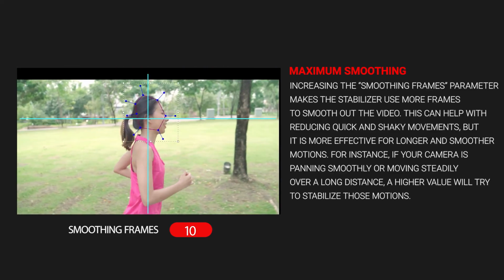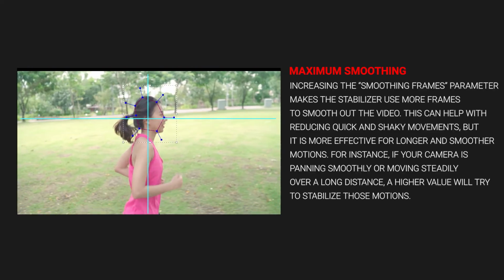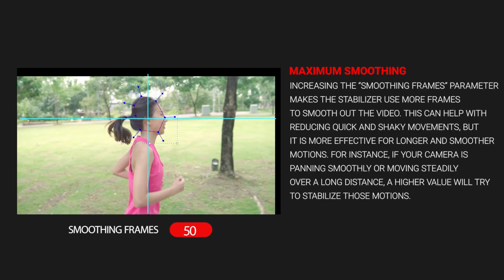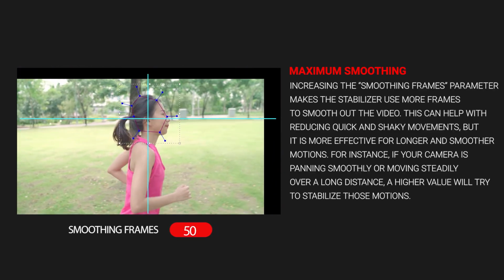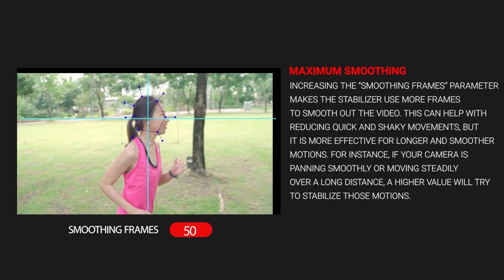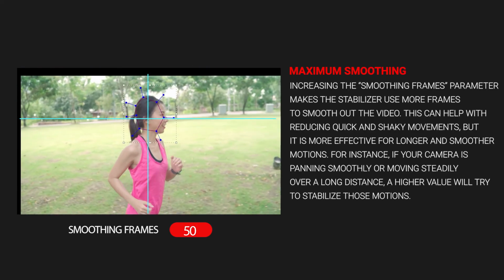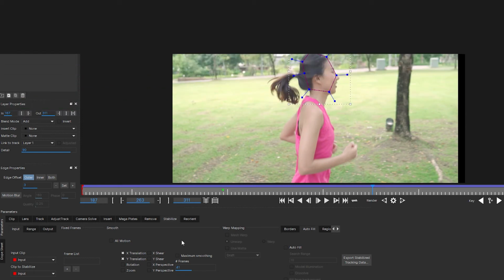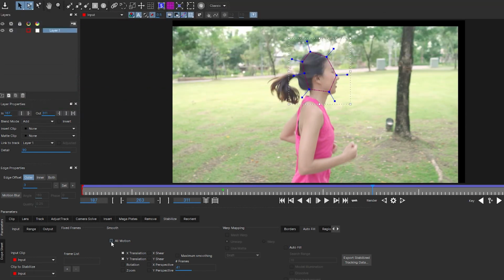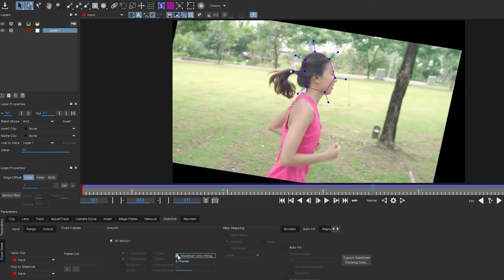This can help with reducing quick and shaky movements, but it is more effective for longer and smoother motions. For instance, if your camera is panning smoothly or moving steadily over a long distance, a higher value will try to stabilize those motions. If I set all motion and maximum smoothing, then let's see how it works.